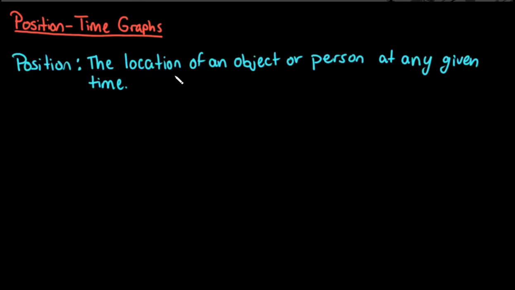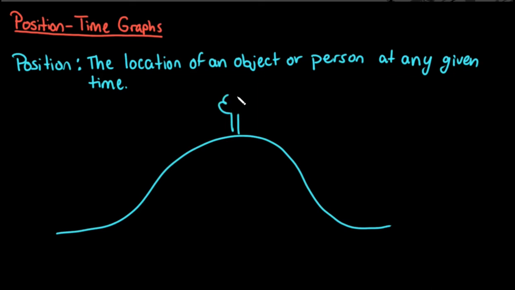Position is the location of an object or person at any given time. And we often require a reference point when we talk about position. For instance, let's say we have a hill. And on top of the hill, we have a tree. And we want to know at what position this tree is at? Well, if we were to consider that the base of the hill right here would be our reference point, we know that we would have two directions.